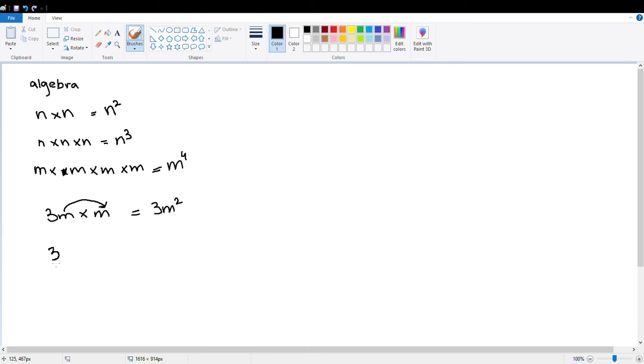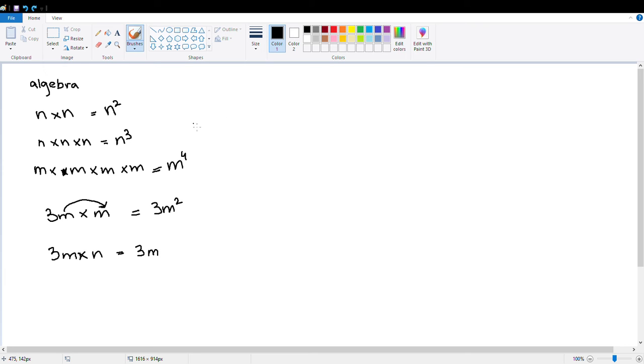For example, we have 3m multiplied by n. So it will not become a square because these are two different variables. But it will be multiplied, so it will become altogether 3mn. Okay, so I hope it is clear till now.